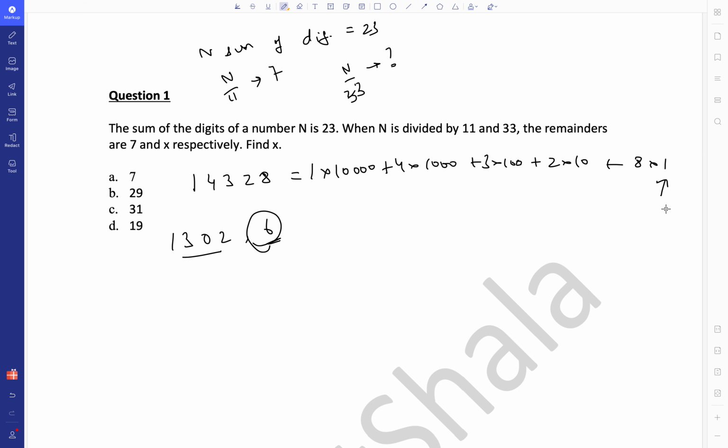The remainder of 1 with 11 is 1. Remainder of 10 with 11 is 10, or you can say minus 1. The remainder of 100 with 11 will be 1. The remainder of 1000 with 11 will be minus 1. Again, you are multiplying the remainders of 10 and 100 to get the remainder of 1000. Similarly, 10,000 will be 1. So you can see the remainders are alternating: 1, minus 1, 1, minus 1, 1.